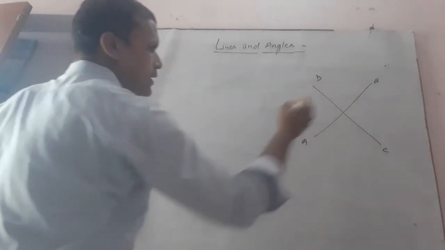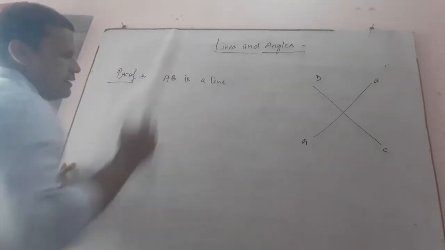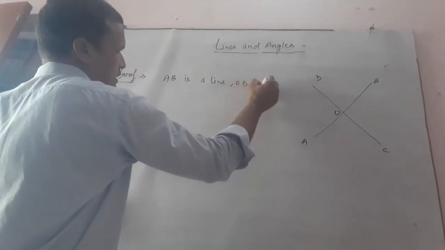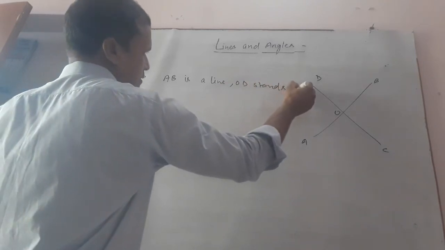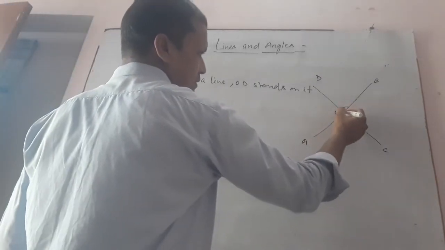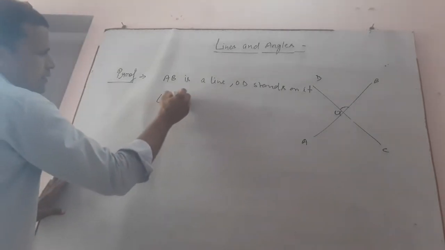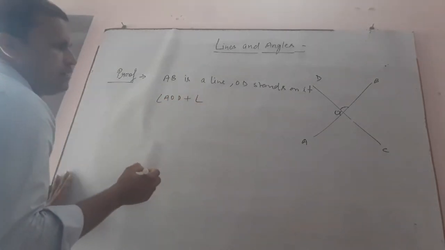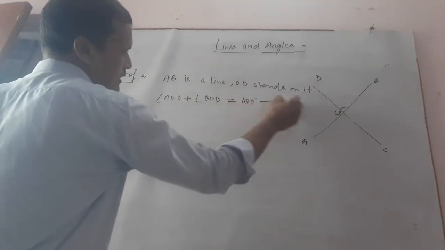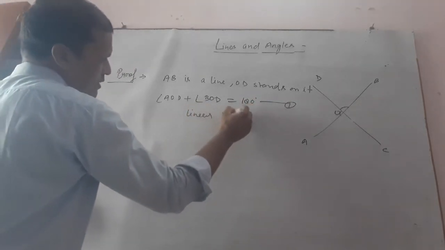Dear student, AB is a line and OD stands on it. Then the sum of this and this angle, angle AOD plus angle BOD, equal to 180 degrees. It is equation 1. What will the reason be? Linear pair of angles.